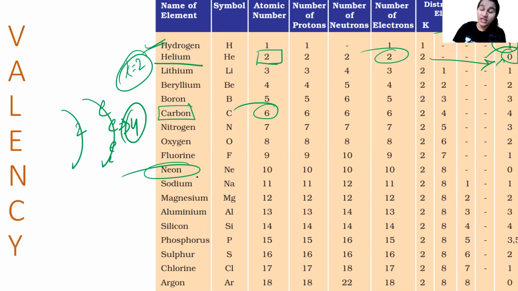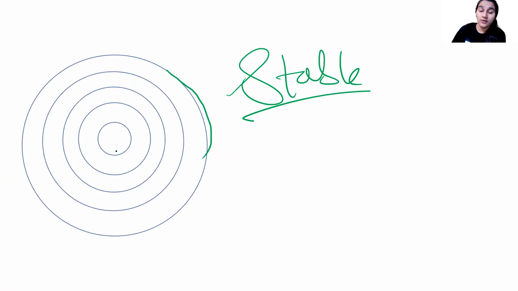So neon, everything is quite easy. Neon 10, 2 electrons in the K shell, 8 electrons in the L shell. And everything is filled. No need to give or take any electrons. So the valency is 0. Understood? And then chlorine has the atomic number 17. So when I write the electronic configuration, it becomes 2, 8, 7. So I have 2 electrons in the K shell, 8 electrons in the L shell, and 7: 1, 2, 3, 4, 5, 6, 7.